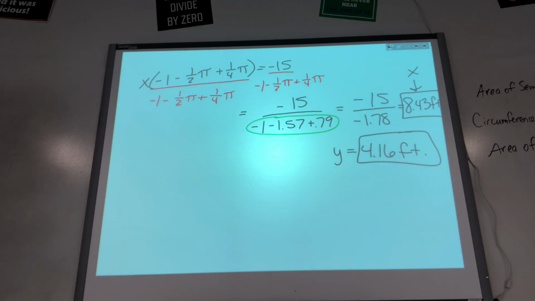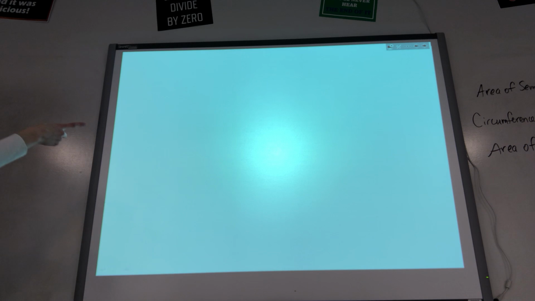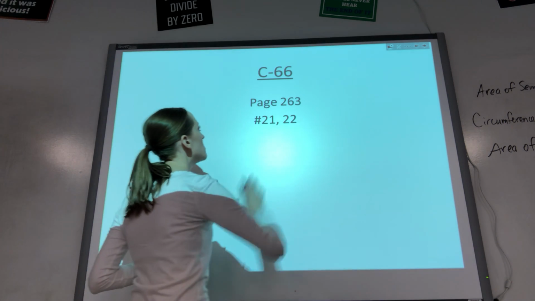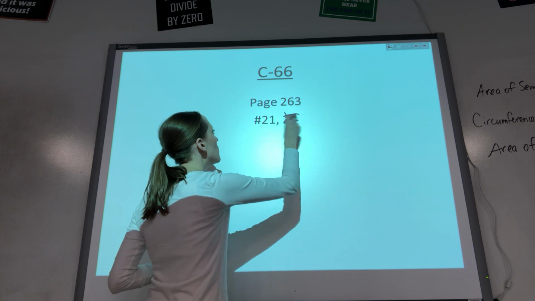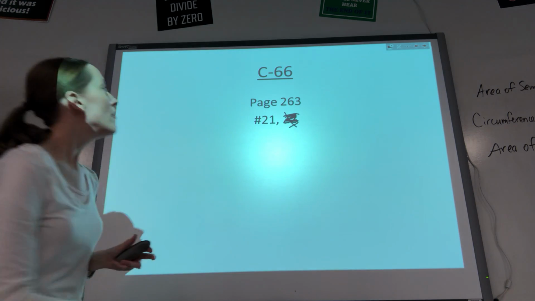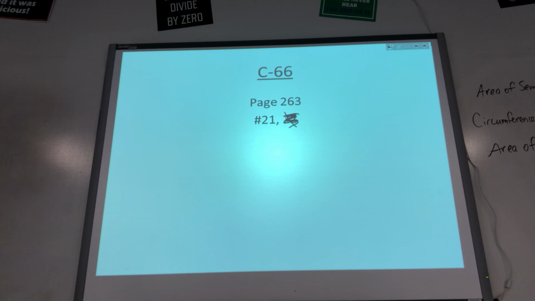Alrighty, any questions about that one? Okay, I promised, I told you it was going to be long. Again, the good news is, well actually here's the good news. I even think I marked that one out. So why don't we just do from page 263, number 21. And that is it.